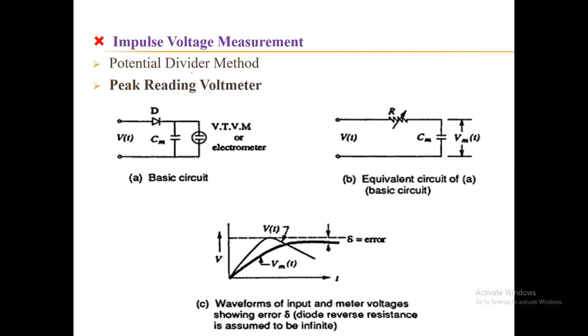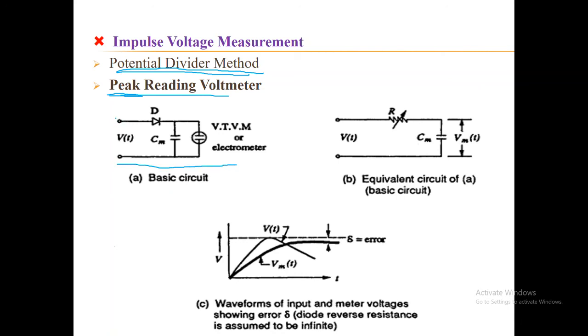The next one is the impulse voltage measurement. So impulse voltage can be measured either by this potential divider method or by means of a peak reading voltmeter. We have already discussed this potential divider method, so I am not going to discuss it again, but you can learn it from my previous lectures. So let us discuss the peak reading voltmeter. As the name suggests, peak, it means that this voltmeter measures the peak magnitude of impulse voltage. Okay, so here you can see the basic circuit diagram is provided.